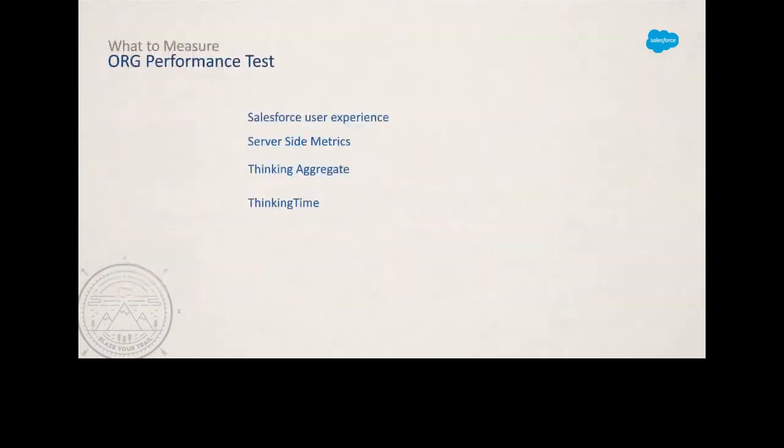In performance test, as I said in the first box, is defining test requirements. So it is most important to decide what to measure. And yes, in one performance test, we can club up multiple things, but generally we mostly measure four things. One is user experience. The other one is server-side metrics. The other is aggregate, and thinking time. It is the last point.